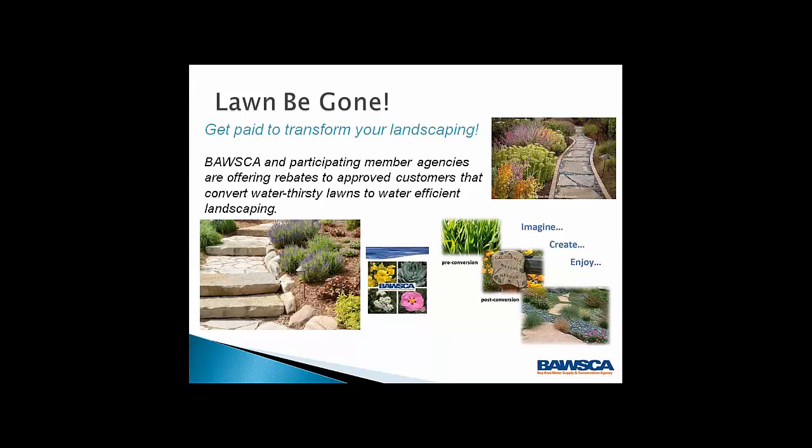If you are looking to upgrade your landscaping and to replace the lawn that you've let die during the drought with something that's more long-term sustainable, our Lawn Be Gone program is a great way to do that. FOSCA and participating agencies offer rebates to customers for replacing lawns with drought-tolerant landscaping. Rebate amounts vary from $1 to $4 per square foot.